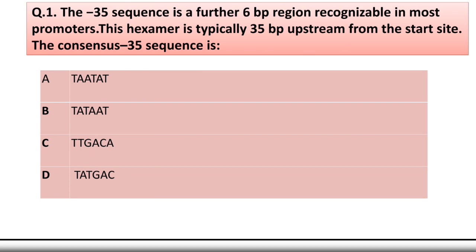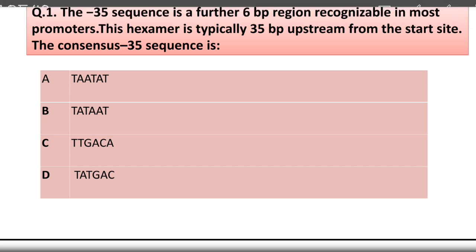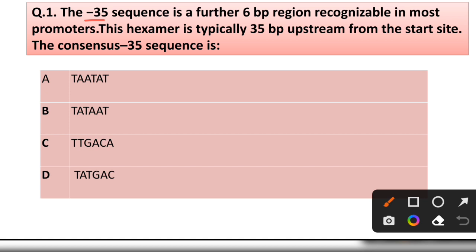Question number 1. The -35 sequence is a 6 base pair region recognizable in most promoters. This hexamer is typically 35 base pairs upstream from the start site. The consensus -35 sequence is... Answer is option C, TTGACA.